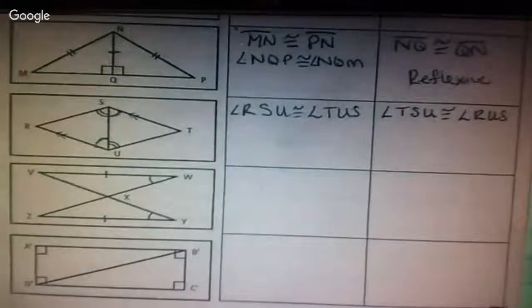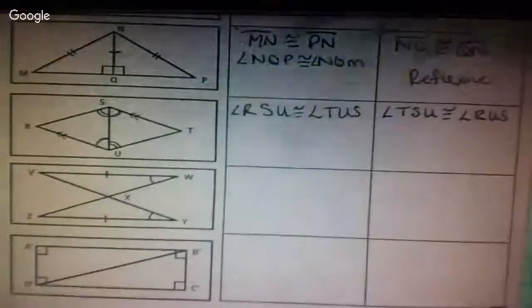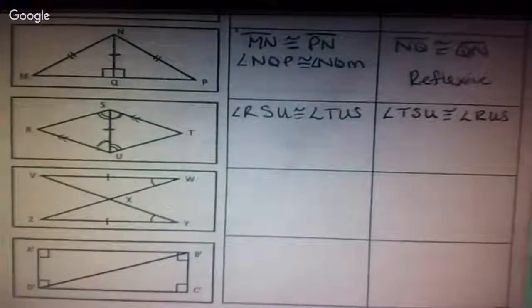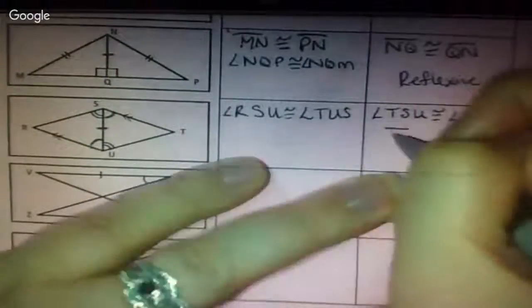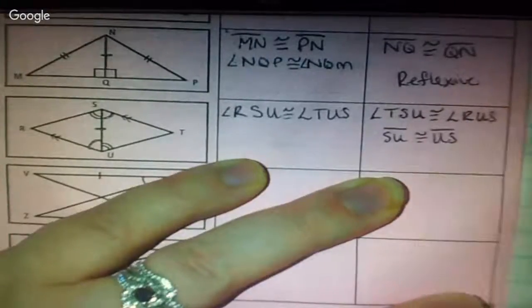What else can you see from the picture that they did not give you? SU. They share this line SU in common. So we can say that side S to U is congruent to side U to S.